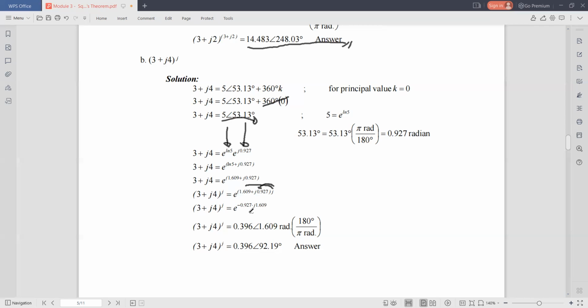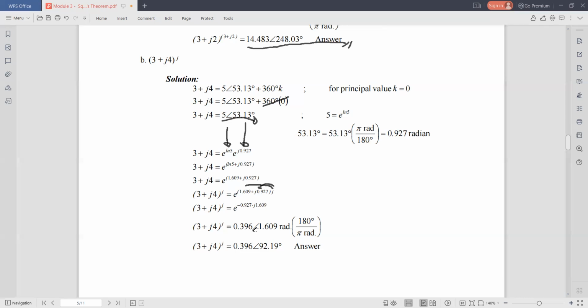Okay, so what we'll do next is to convert this form into polar form. And your angle will be in degrees, that is 92.19 degrees. So your magnitude is 0.396. And your angle will be 92.19 degrees.